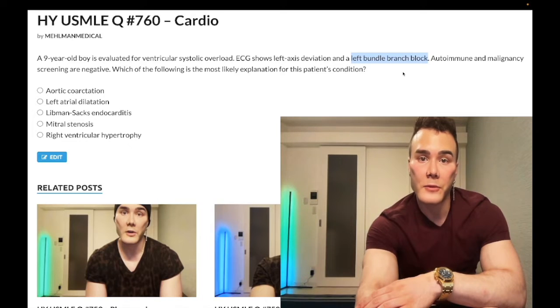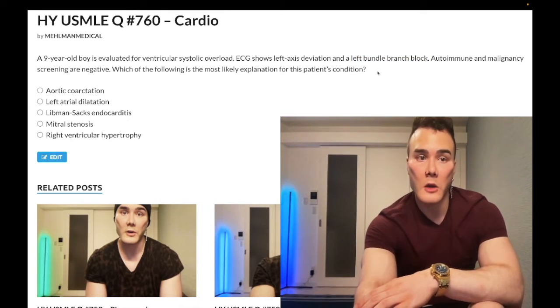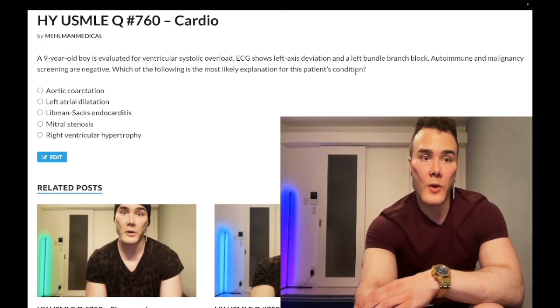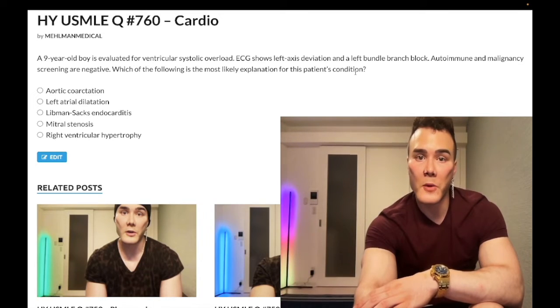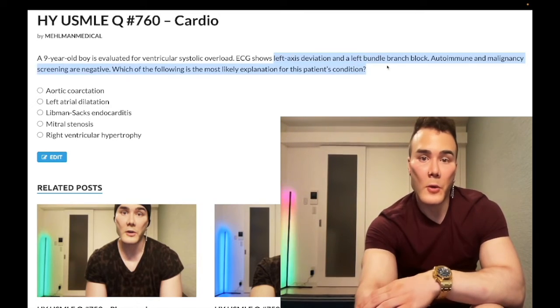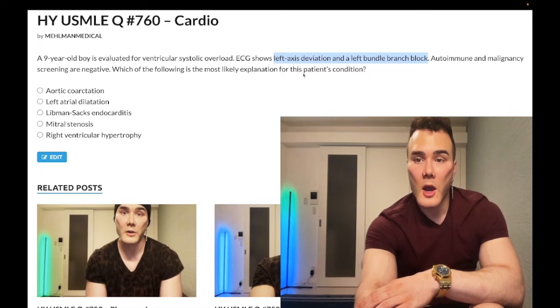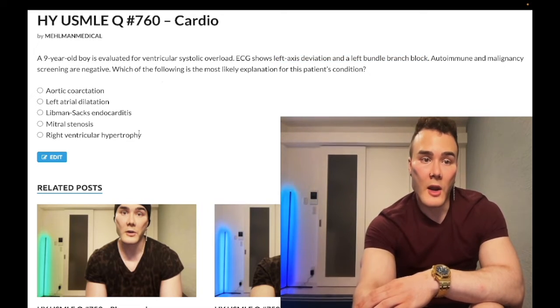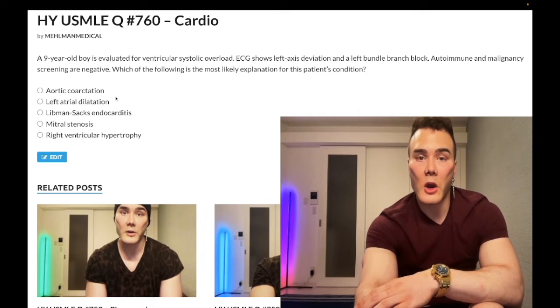That's literally it. So for example, you get a long question, 15 lines, no idea what's going on. They tell you somewhere in the question that there's right axis deviation. It means right ventricular hypertrophy. Right bundle branch block, right ventricular hypertrophy. So with both of these findings, left axis deviation and left bundle branch block, OMG, left ventricular hypertrophy. And we look at the answer choices. Choice A, coarctation of the aorta, is the only one that could cause left ventricular hypertrophy.